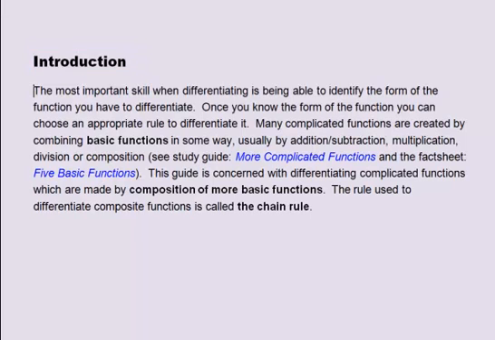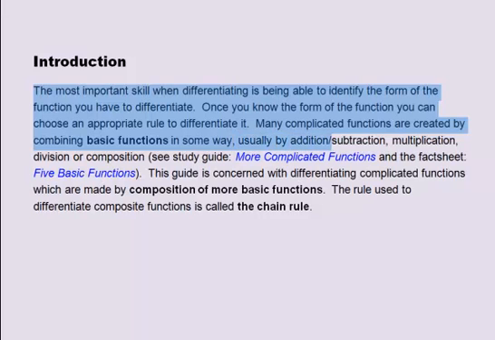Introduction. The most important skill when differentiating is being able to identify the form of the function you have to differentiate. Once you know the form of the function, you can choose an appropriate rule to differentiate it. Many complicated functions are created by combining basic functions in some way, usually by addition, subtraction, multiplication, division or composition. See study guide, more complicated functions, and the fact sheet, 5 basic functions.